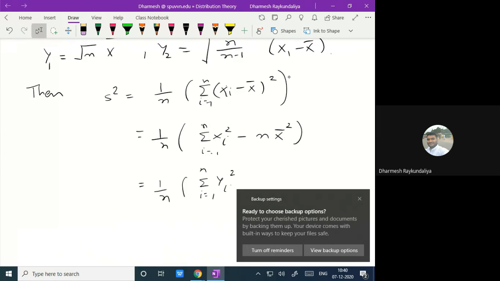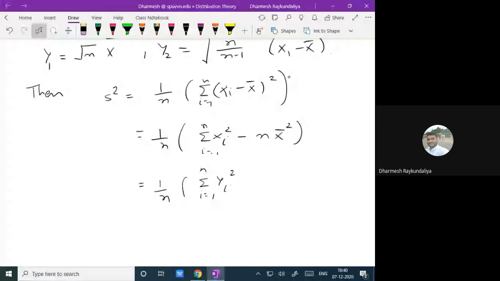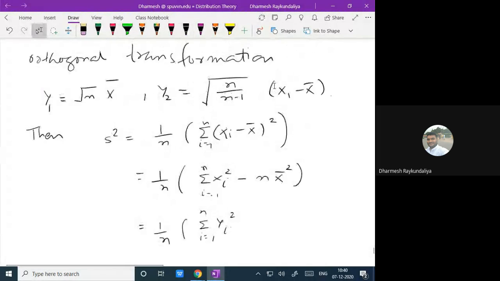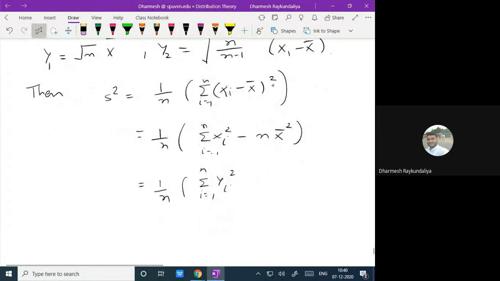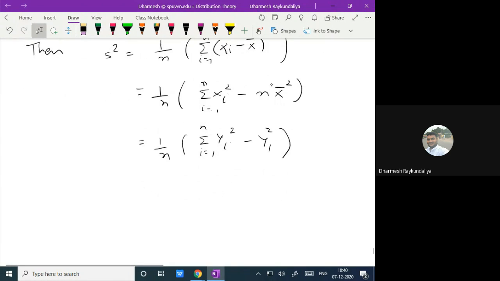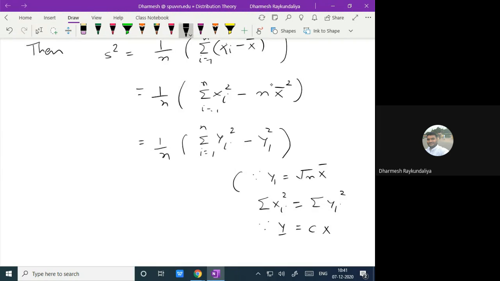And what is given? y1 equal to root n x bar. So n x bar square equal to y1 square. Why? Because y1 equal to root n x bar and summation xi square equal to summation yi square, because y is an orthogonal transformation of x.